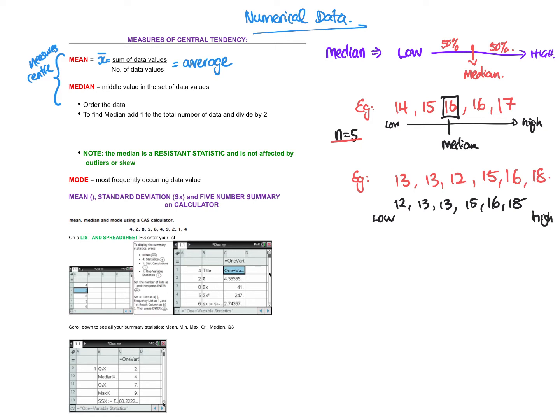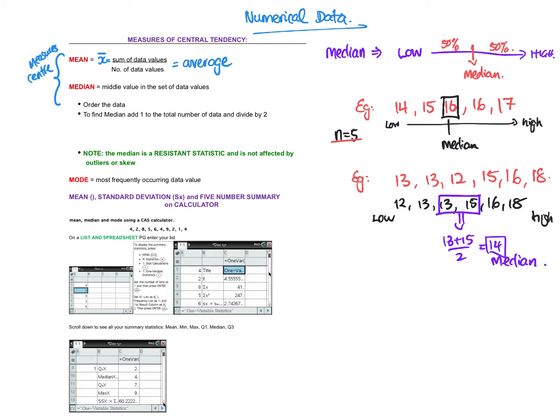Now the median, there's an even number, so the median actually falls in between those two. So what's the number in between 13 and 15? 14. Really what you do is you add those two and you divide by 2, so you get 14 is the median.